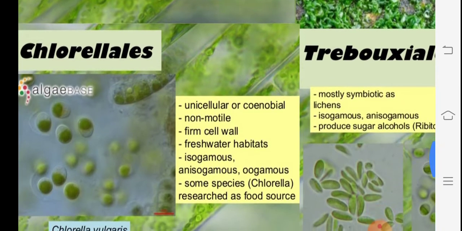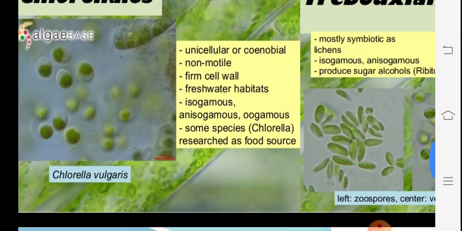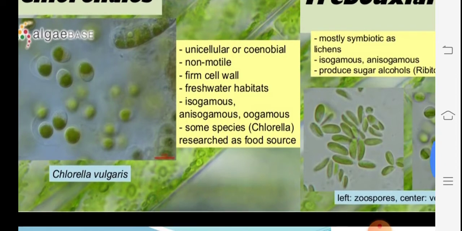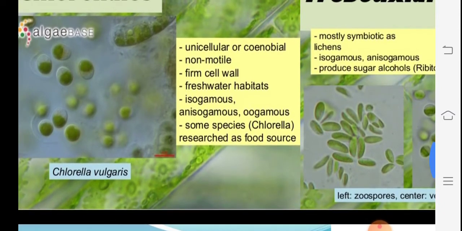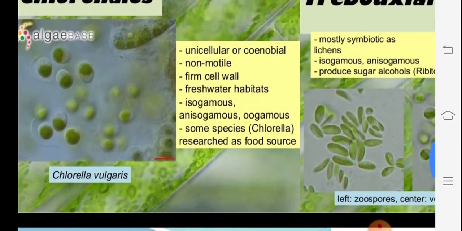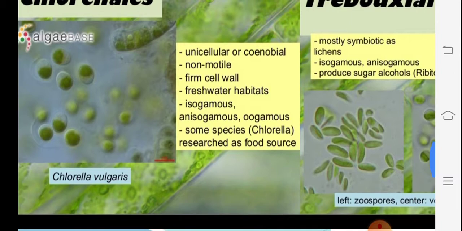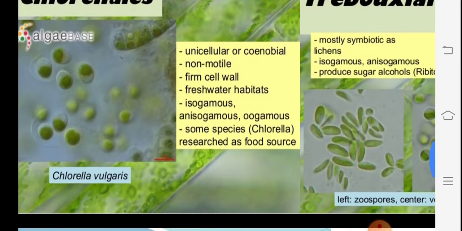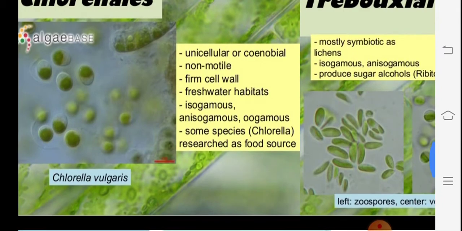Then Chlorellales. Chlorella is a good example. You see the photograph of this Chlorella, unicellular, coenobial. Coenobium, that is, they are colonial, but the cavity is there. They are not tightly attached in the colony. Then secondly, isogamy, anisogamy, or oogamous types: all conditions are present in Chlorella, and generally they are symbiotic with the lichens.